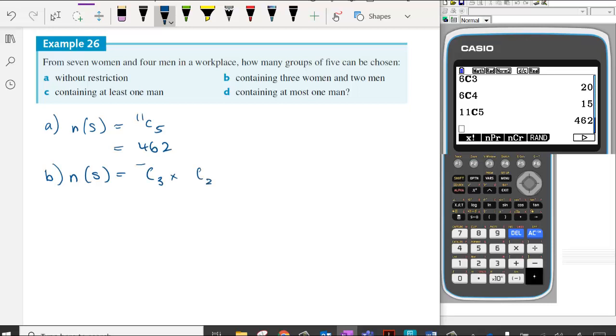Now there's 7 women that we're choosing from, so we're choosing 3 from 7, and there's 4 men. So that means we have 7C3 multiplied by 4C2, which is 35 multiplied by 6, and that's 210 possibilities. When we look at C, we've got this containing at least 1 man.